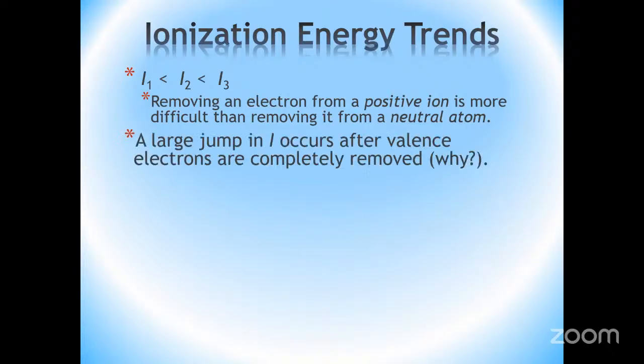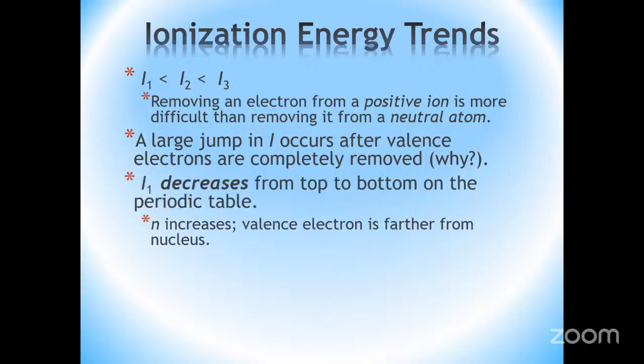Now, what you'll find also is that there will be a large increase in the ionization energy when you compare removing the valence electrons to the inner core electrons. Why is that so? Well, if you think about the atomic structure or how the electrons are distributed, that makes sense. The valence electrons are the electrons in the valence shell, which is furthest away from the nucleus.